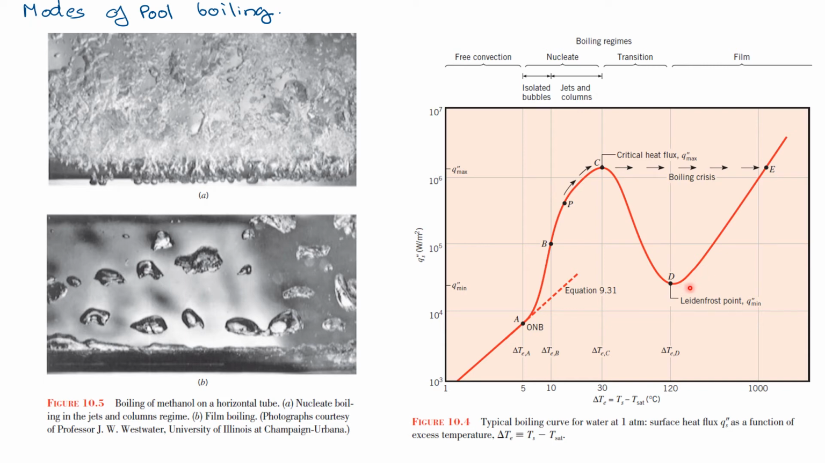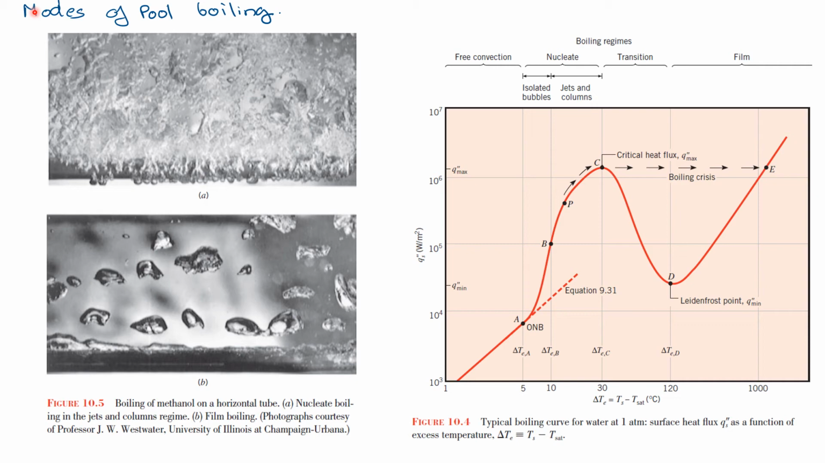But as you increase the delta T_e beyond this point, the surface temperature of the metal will increase, and the radiation effect will be dominant. So now in the transition region, you have heat being transferred due to conduction and radiation, where radiation wasn't that dominant. But as you go beyond point D, you have heat transfer due to radiation as a dominant mode. So as you go beyond point D, you have something which is called film boiling.